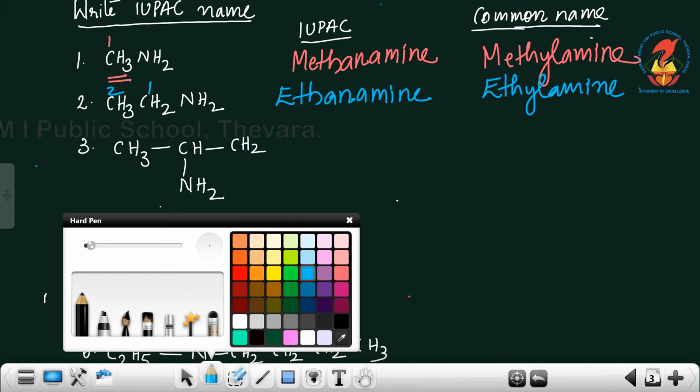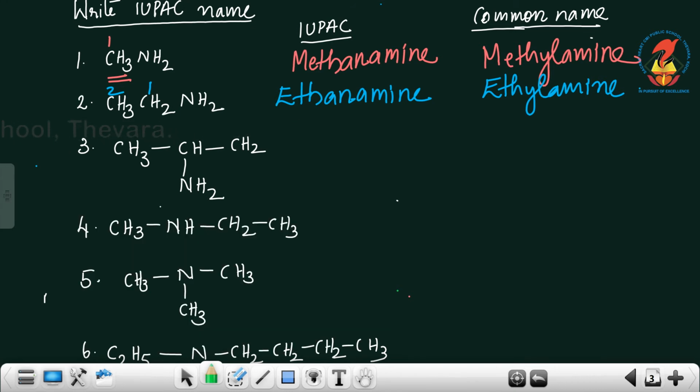Now in the third compound, this is the longest straight chain. Now we have to give the numbers so that the carbon attached to NH2 gets the lowest possible number. So 1, 2, 3. 3 carbons means the word root will be prop. They are singly bonded, so propan. NH2 is on the second carbon, so it is propan-2-amine.